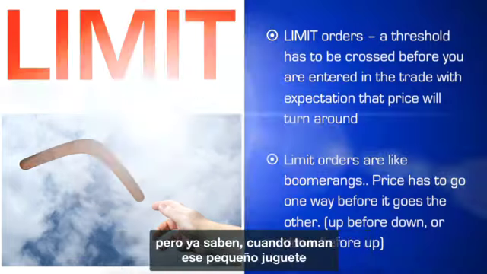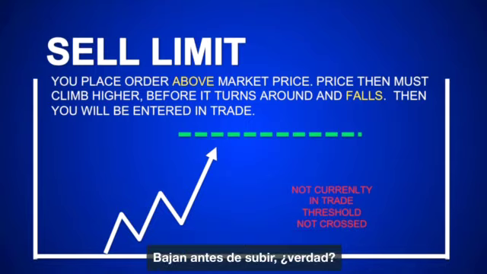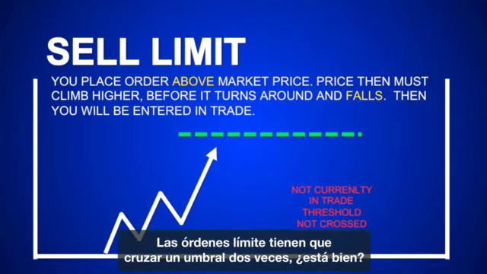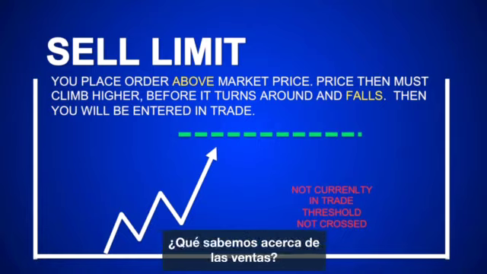around like a U-turn. An example of a limit is, let's use a sell limit. You see on the word, it says you place an order above market price, which is different than a sell stop. If you were doing a sell stop, you would place it below market price. When I say market price, I'm talking about where the market is currently at. Price then has to climb higher before it turns around and falls. Then you'll be entered into the trade.